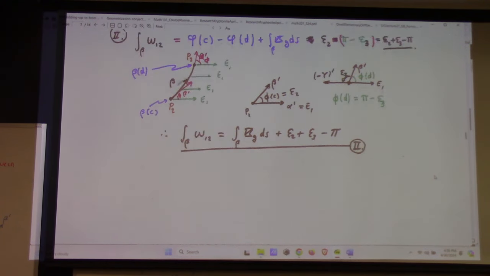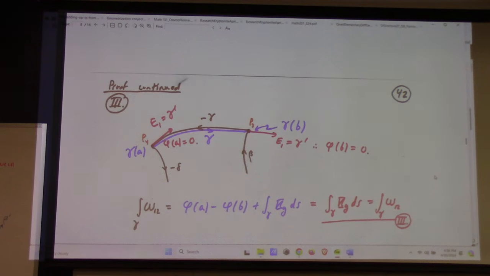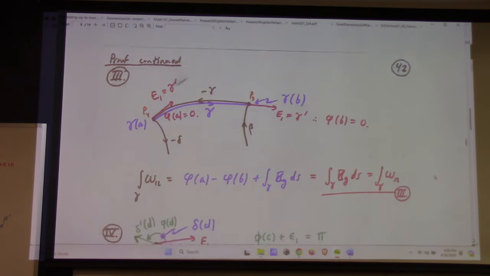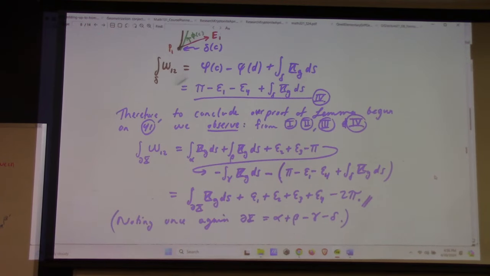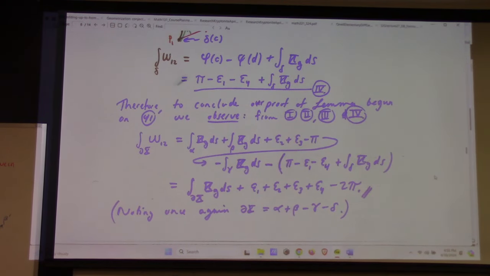And let me go on here. You do a similar calculation for segment 3, a similar calculation for segment 4, and you add them all together, and guess what happens? You get all of this.